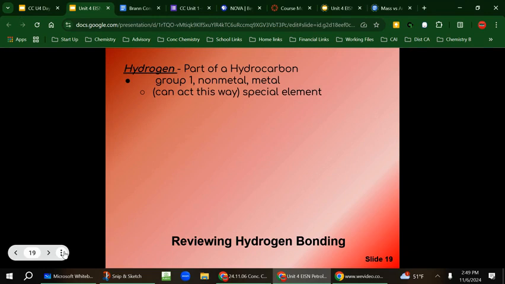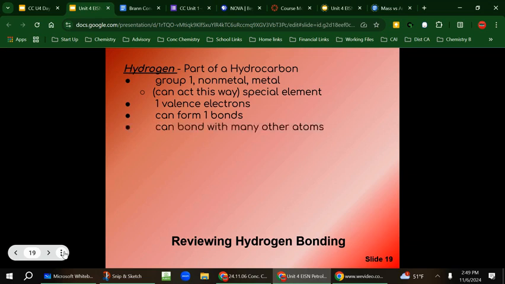Now, that makes it kind of special. Actually, that makes it a lot like carbon. Carbon is half full as well. Okay? The difference is with only 1 valence electron, hydrogen can only make 1 bond. It can only form 1 bond. So carbon is the central part of these compounds.